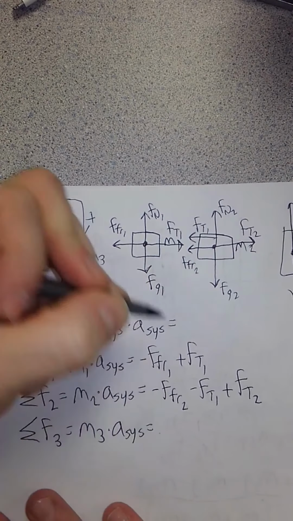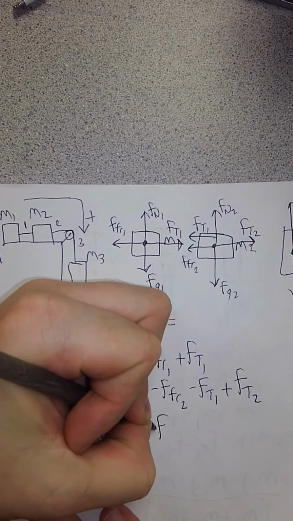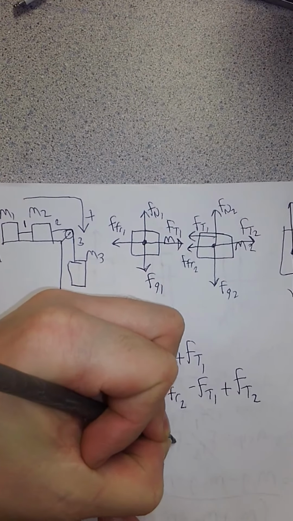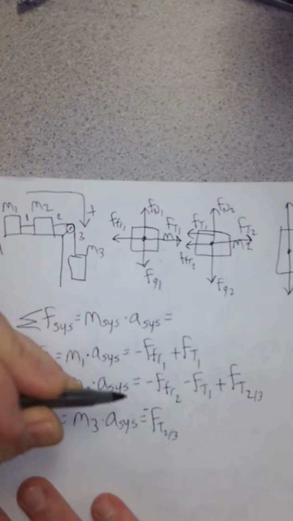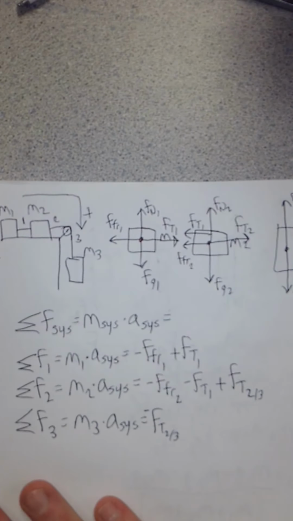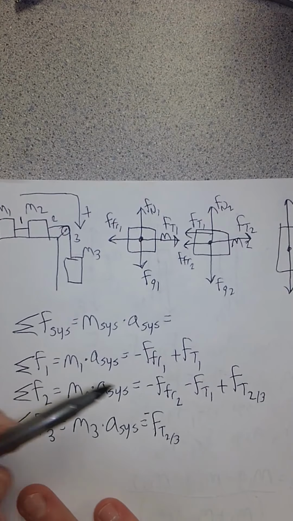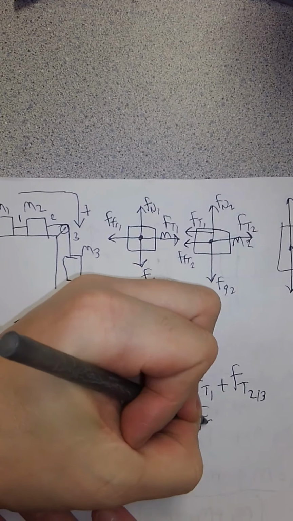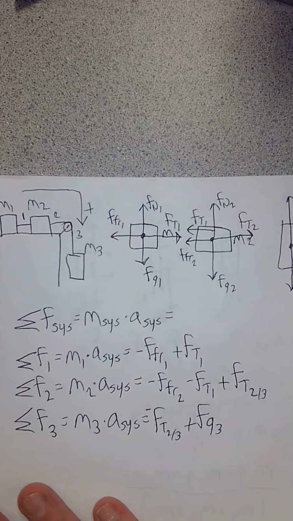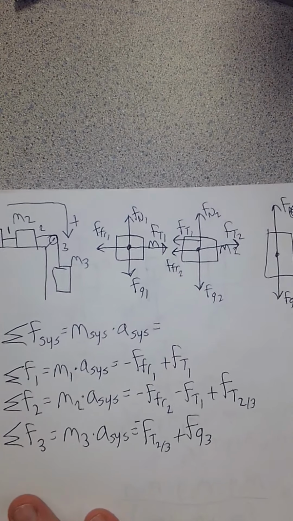Okay. This is the one that's hanging off. So we just have, well, force of tension 2/3, and then I'm going to just do that one, same thing, because those will cancel. We want those to go away here in a minute. Plus FG3. Okay. So here we go then.